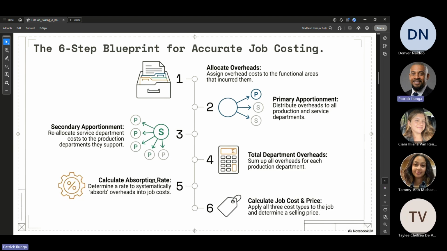And most of the time for you, you don't need to wonder too much because they will provide that to you. They will tell you, for example, our allocation or the absorption rate is based on this. So we're determining the rate to systematically absorb overhead into job cost.